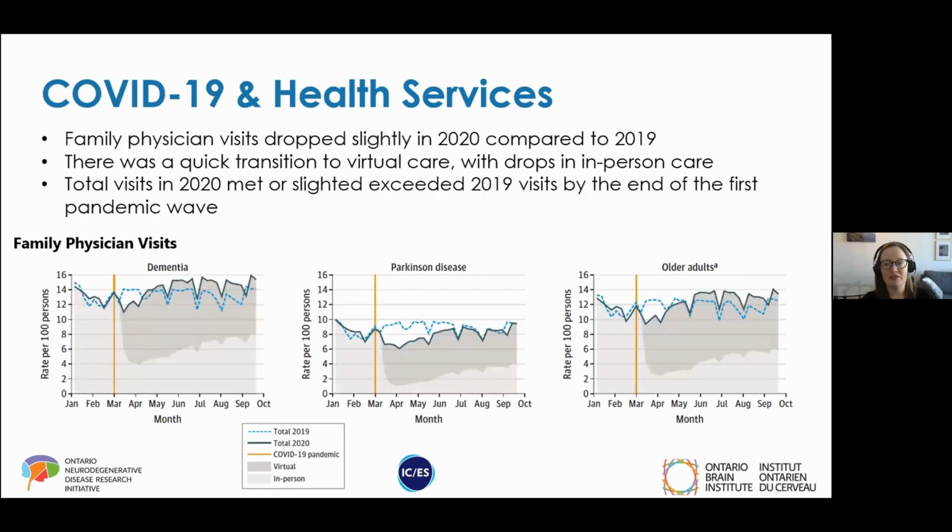So next we looked at family physician visits during the COVID-19 pandemic, and I'll walk you through how to interpret this graph here. If we look at the graph here, we can see the total number of visits during the 2020 year, which is shown by this dark, solid line here, and a dashed line that's in lighter blue indicates the rate in 2019 for a comparison. So overall, this white space here, you can see in the dementia graph, in the Parkinson's graph, and the older adult graph, indicates that there was a decline in the rate of family physician visits overall.